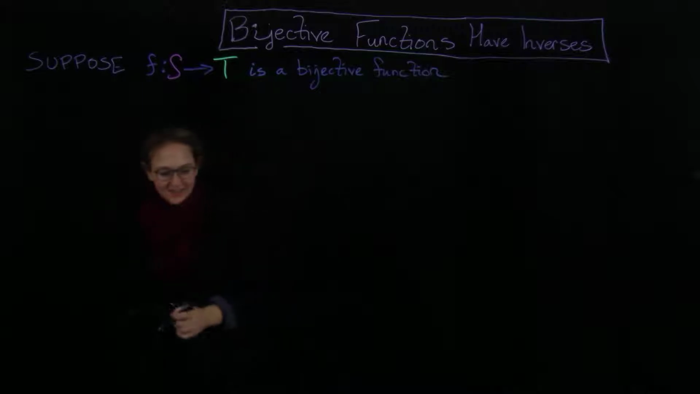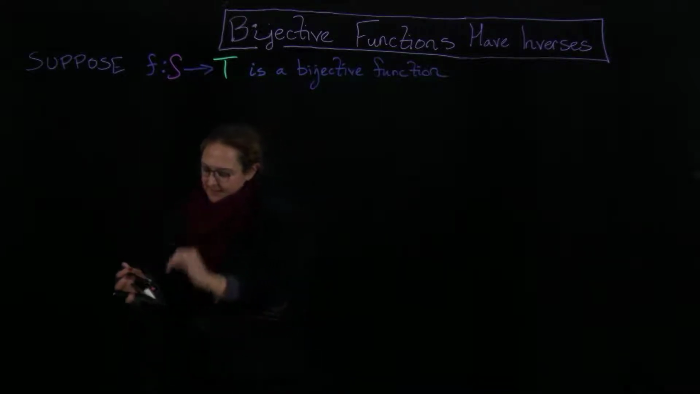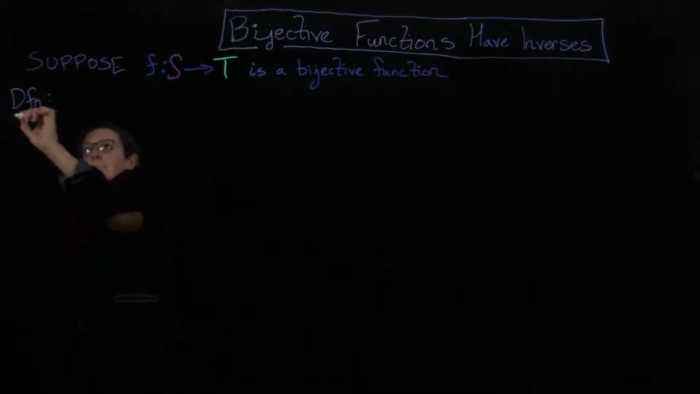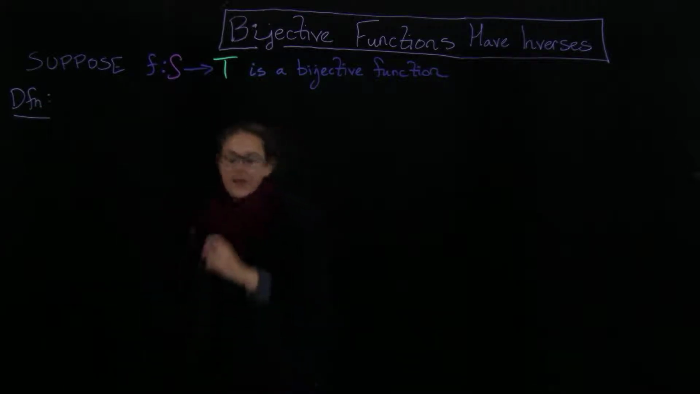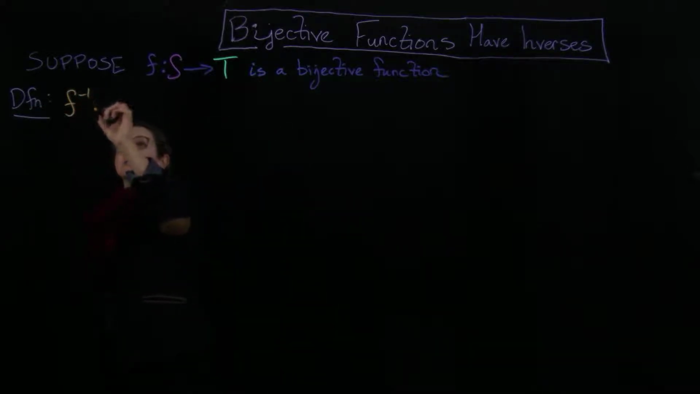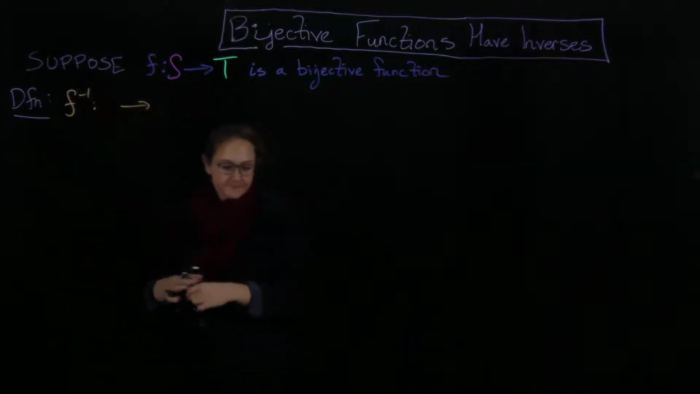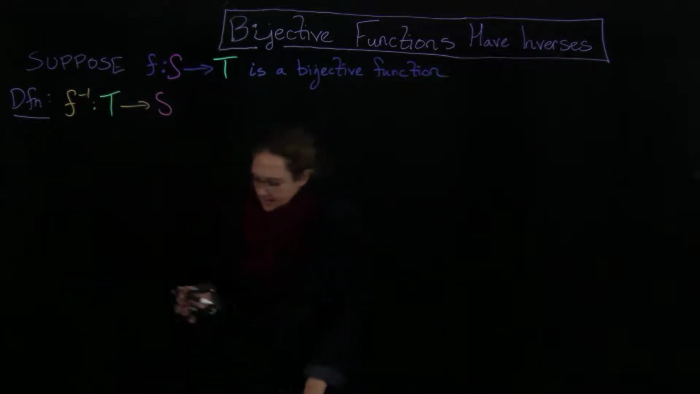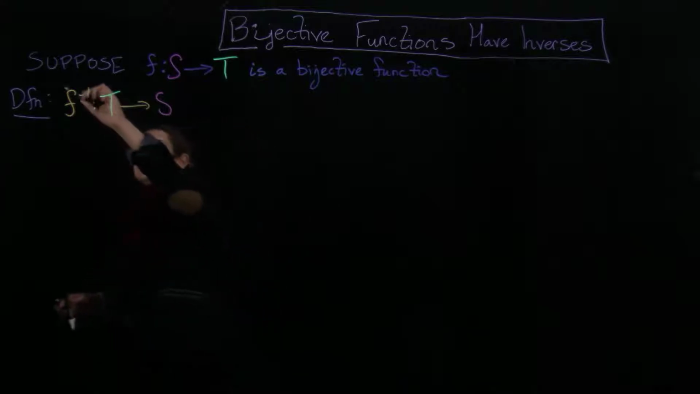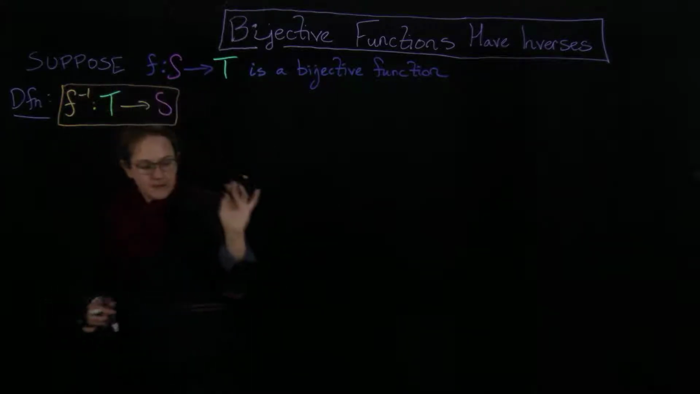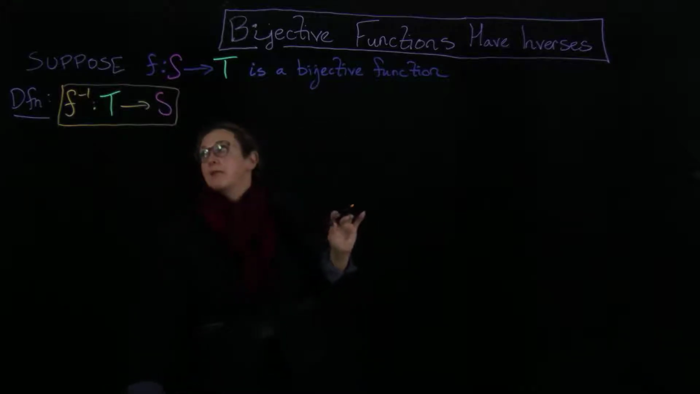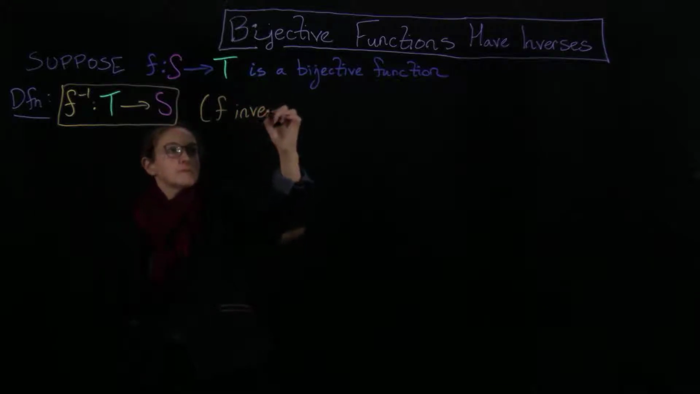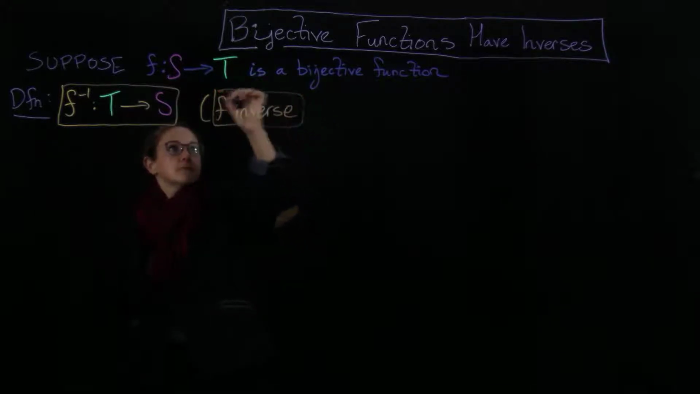Okay. Then we're going to have that we have an inverse. So this is kind of a definition. So f inverse, and this is going to be a function that's going to go from T to S, is, I will box this, called f inverse. It's a name for it.